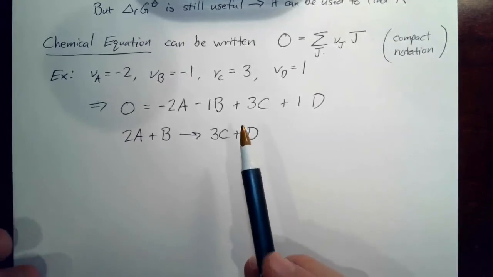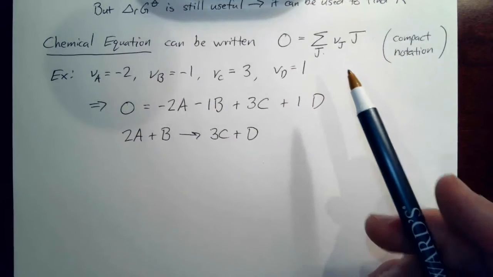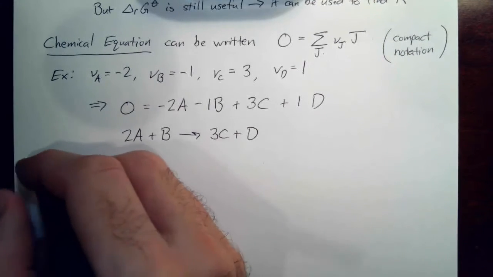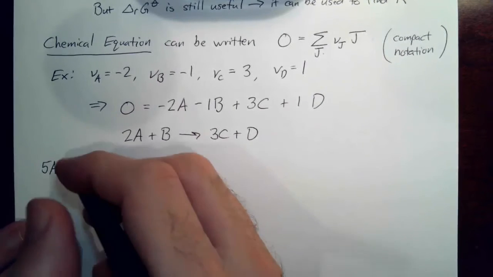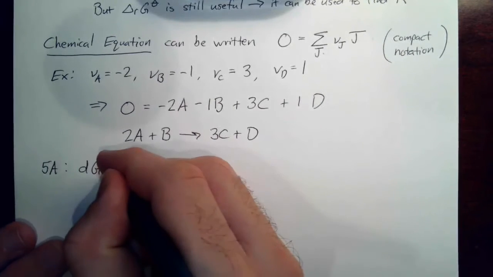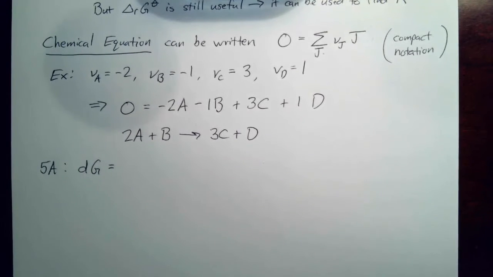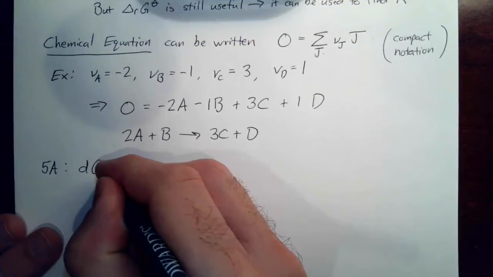Okay, so that was kind of an aside on this compact notation that can be used to write a chemical equation. Now I want to talk about something that we first saw in section 5A, which is this formula for dG, an infinitesimal change in the Gibbs free energy. And we're holding P and T constant.